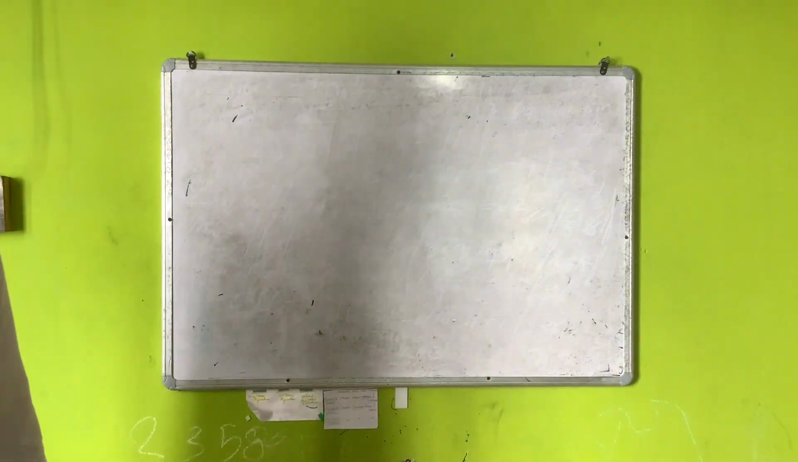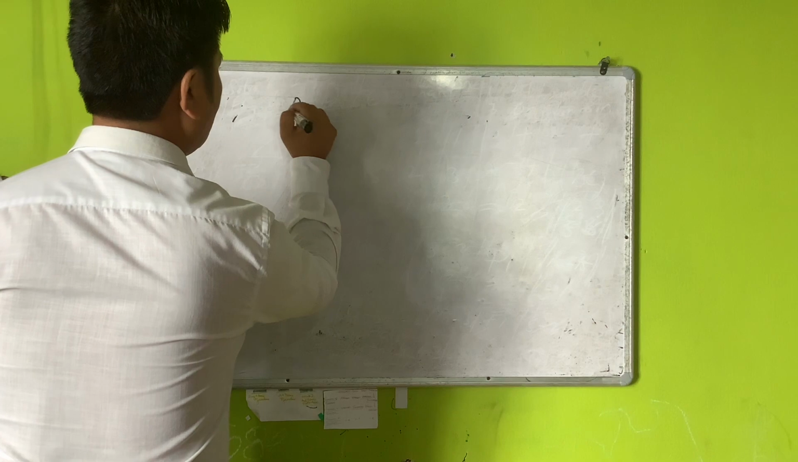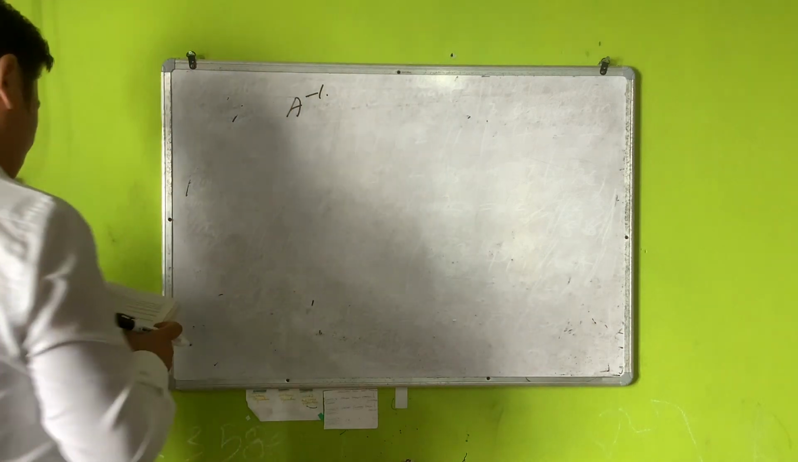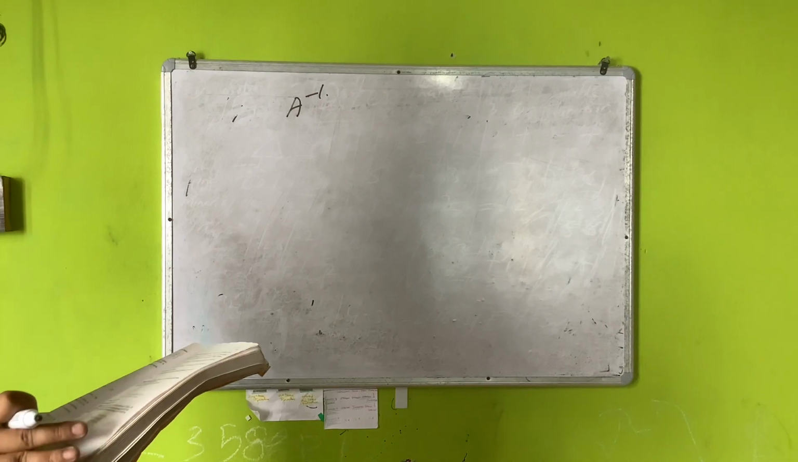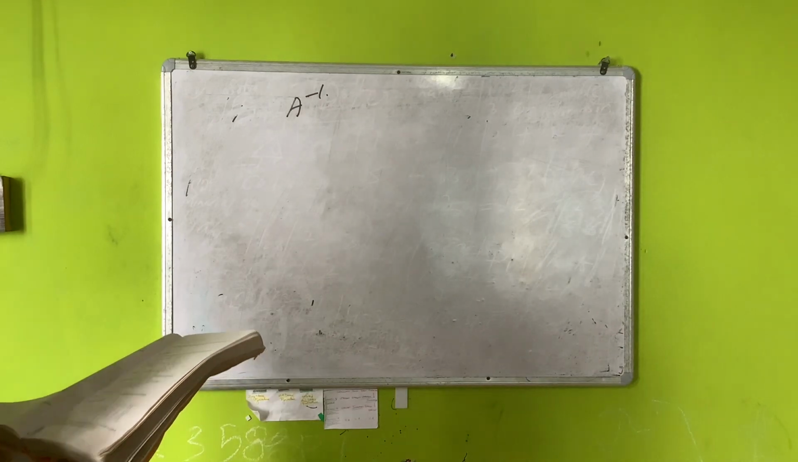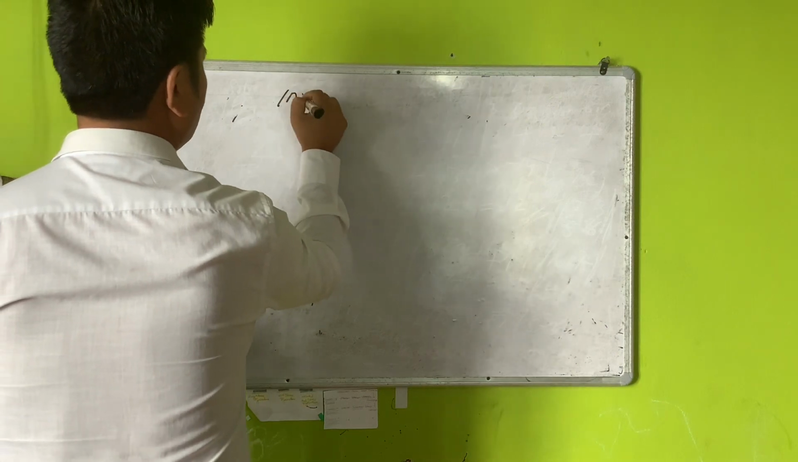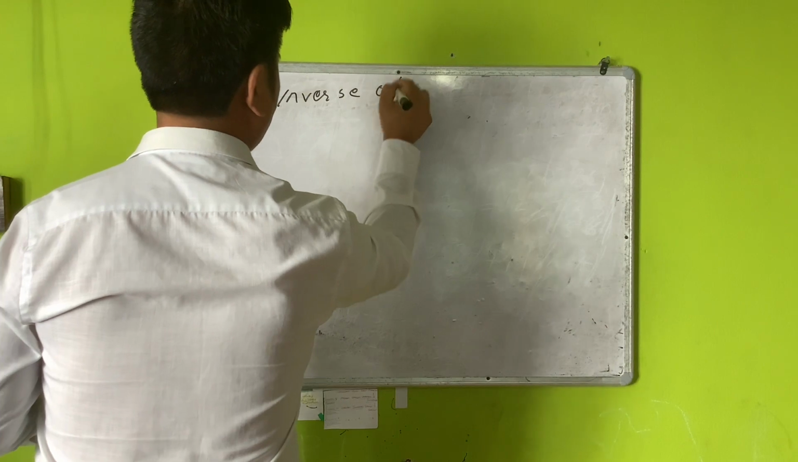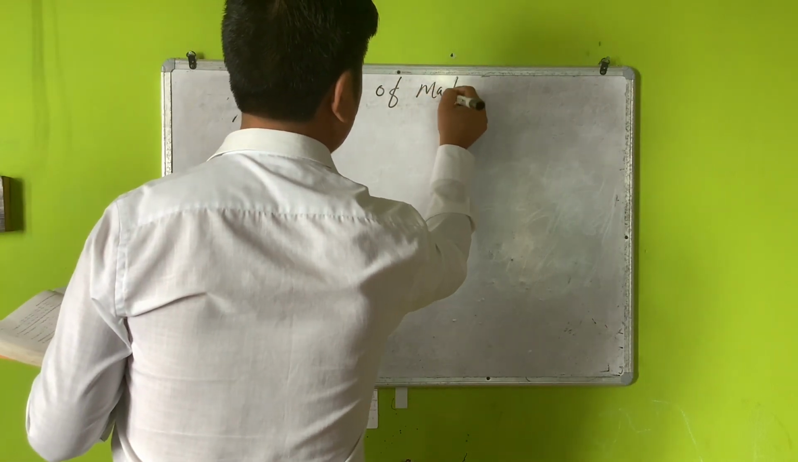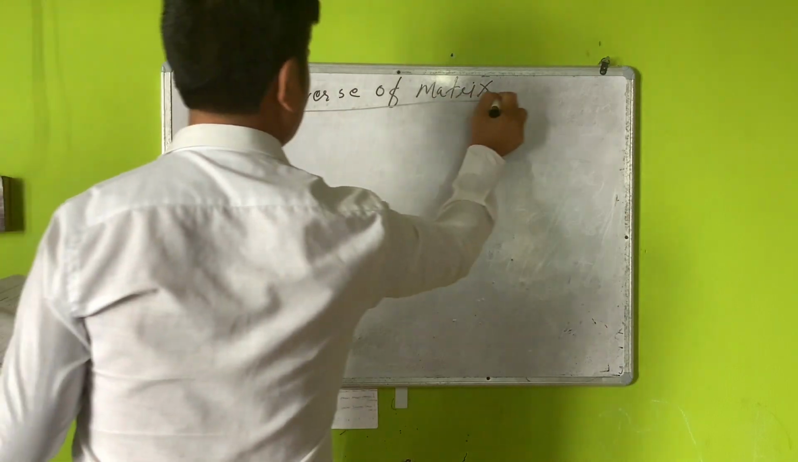That is called what? A inverse. Now we are going to find A inverse. Okay, that is also called the inverse of a matrix. Inverse of matrix.